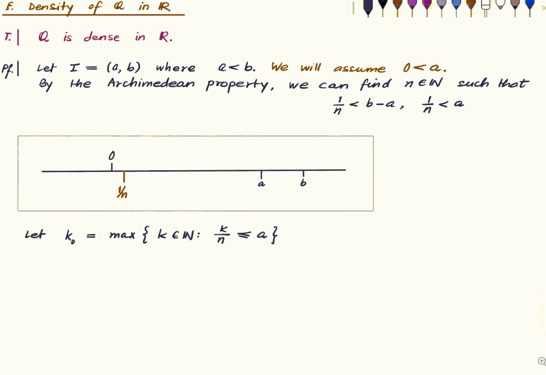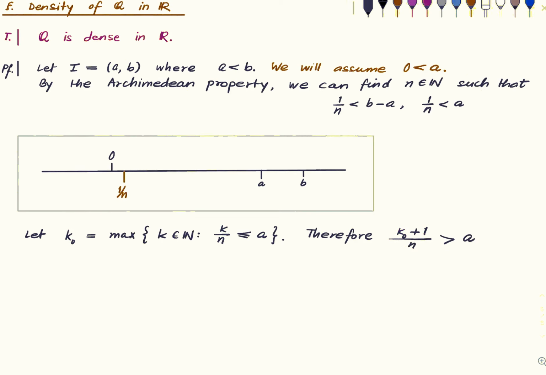So this immediately gives, therefore, that (k naught plus 1) by n must exceed a. Right? Because k naught is the maximum number of steps that you can take before crossing a. So if you take more than those steps, you will cross a. So we have that immediately.